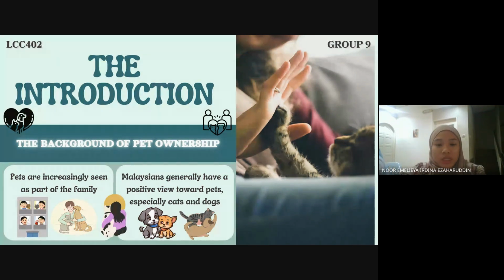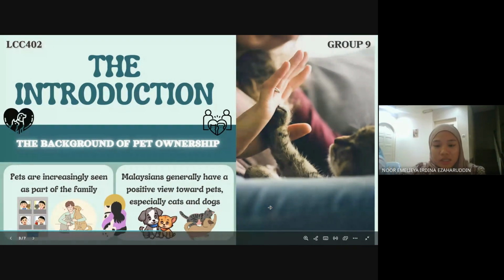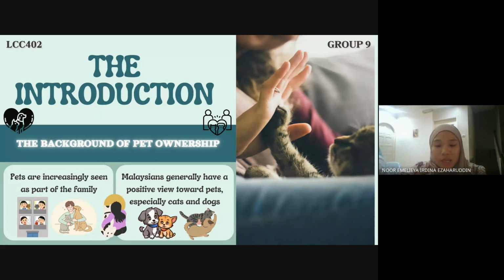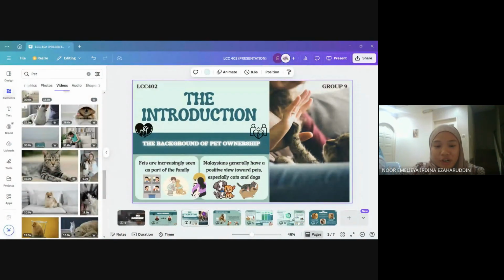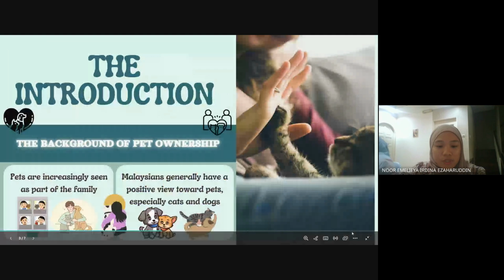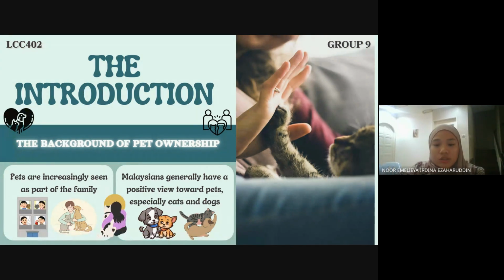Besides that, families are also changing their routines and lifestyles, which frequently impacts their living space, travel preferences, and even interpersonal interactions. Next, Malaysians generally have a positive view towards pets, especially cats and dogs. Dogs are likely becoming more and more popular, yet choosing a pet can occasionally be influenced by cultural and religious considerations.